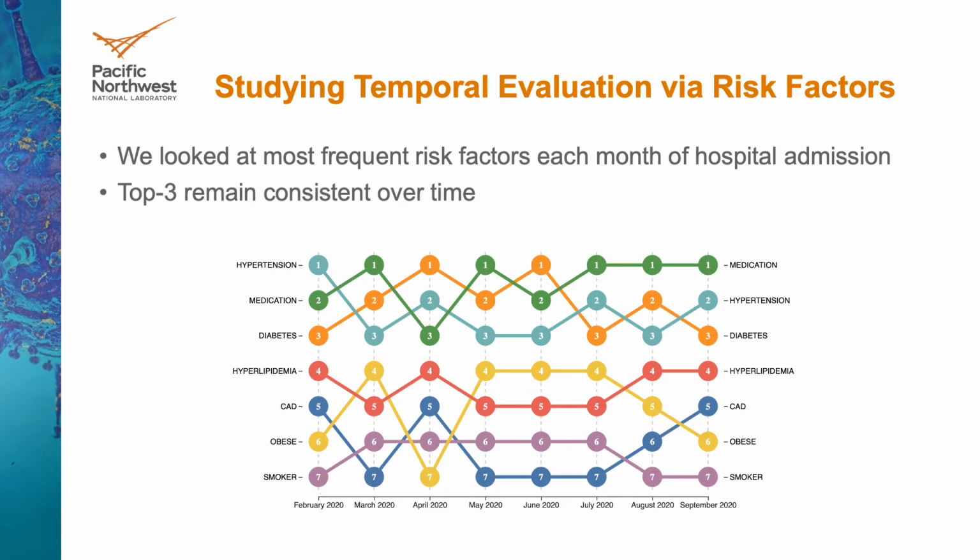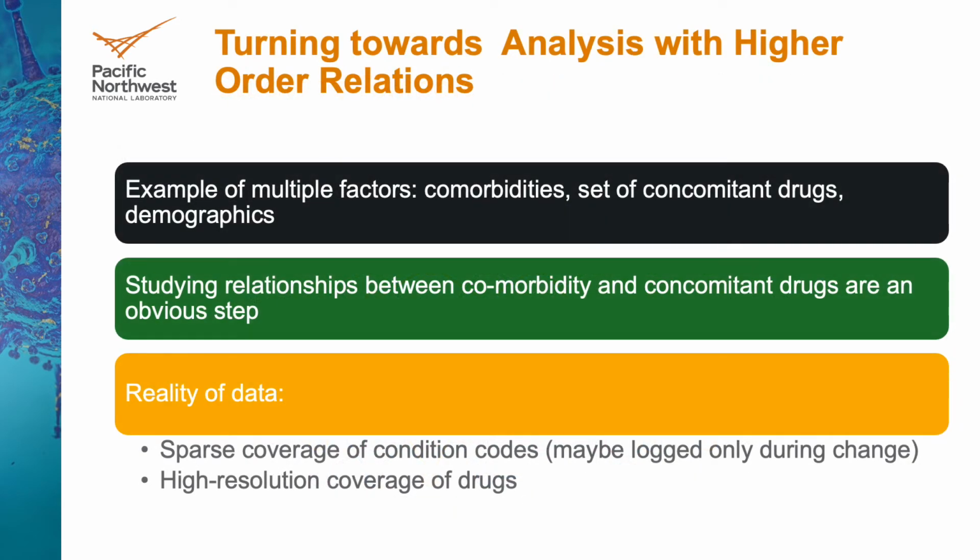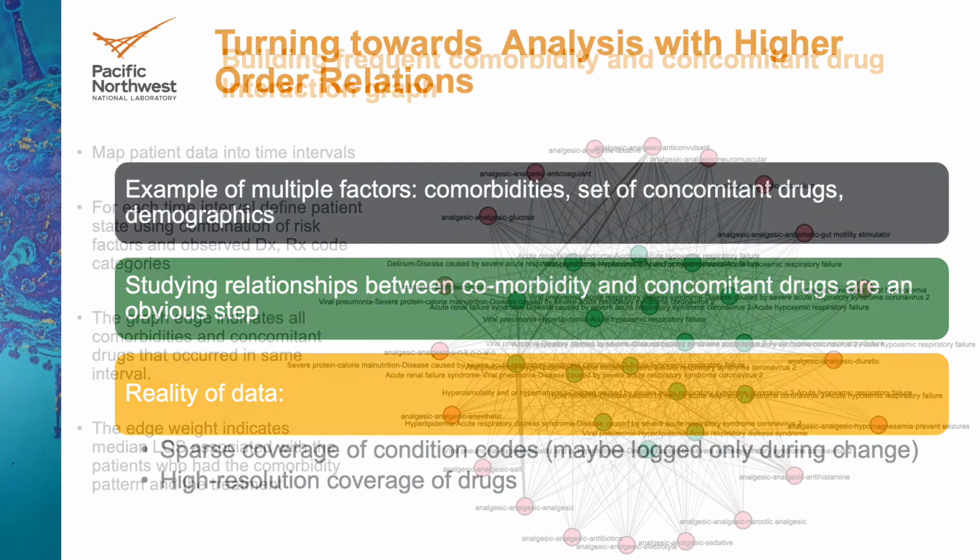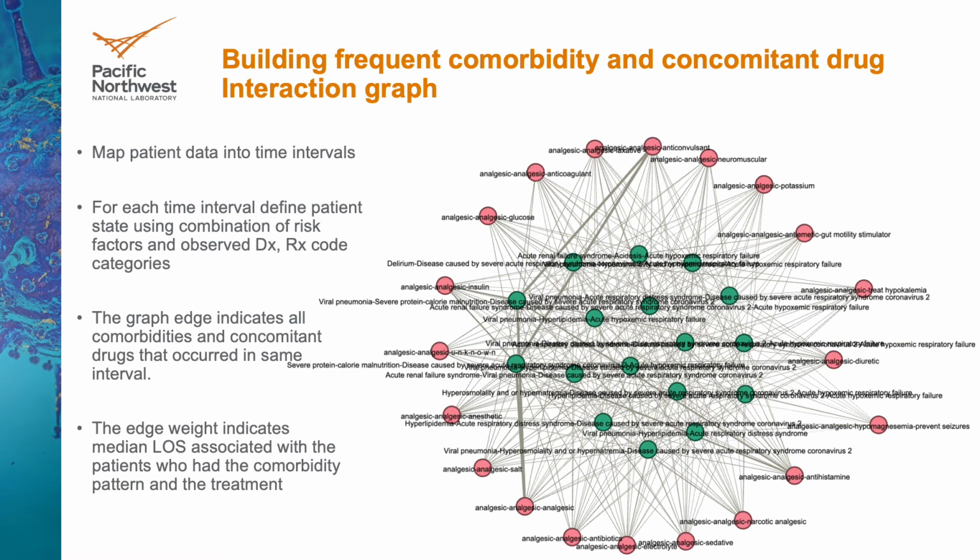This motivated us to look at higher order relationships. By higher order relationships, I mean sets. This could be a set of comorbidities. This could be the set of drugs that a patient is given at a point of time. And so what we further focused on was finding the frequent sets of drugs or diagnosis codes that occur in the data set.